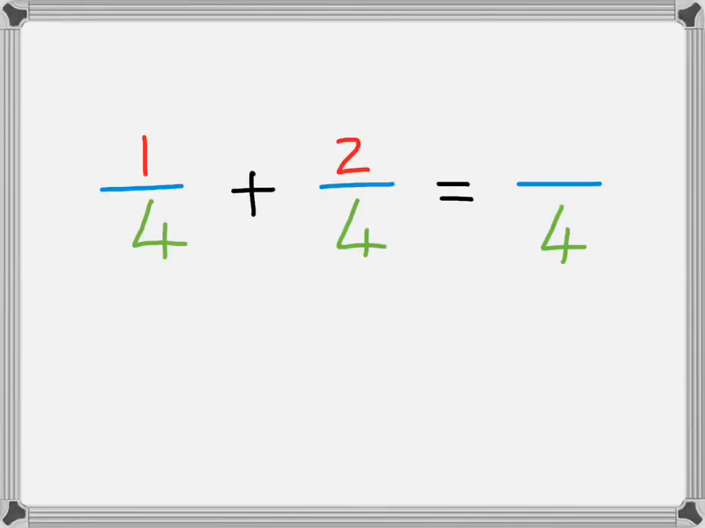Welcome back. Now we're going to look at adding fractions with the same denominator. You can see here we've got 4 at the bottom of each fraction. Our denominator in each of these fractions is 4. And in this case, it's very easy to add.